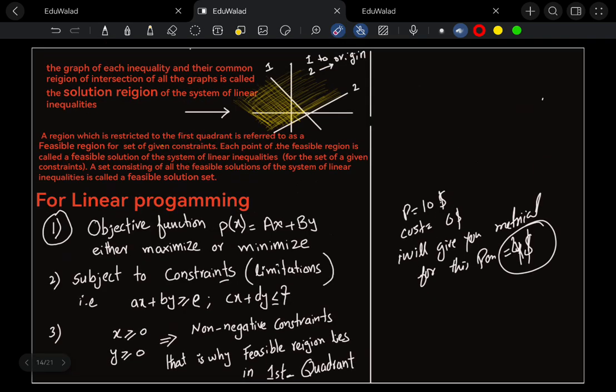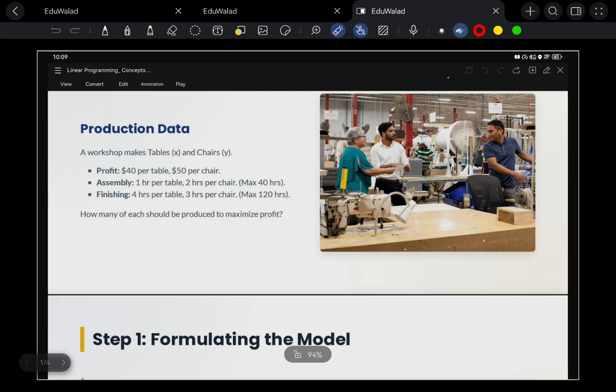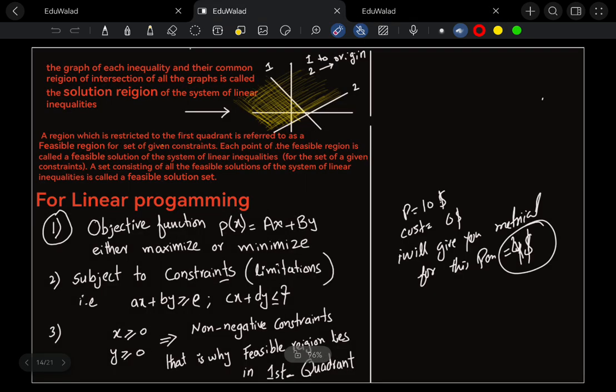Now come to the question. The question is, a workshop makes x tables and y chairs. Profit is $40 per table and $50 per chair. We want to solve this question with the help of linear programming. So you just need to understand these three steps: the objective function, subject to the constraints, and non-negative constraints.